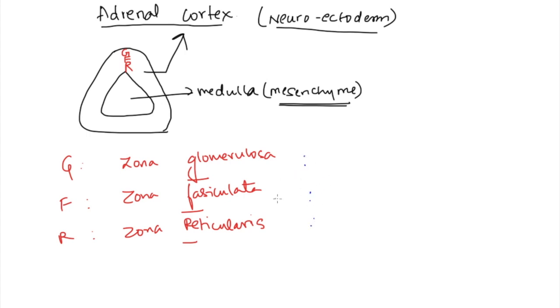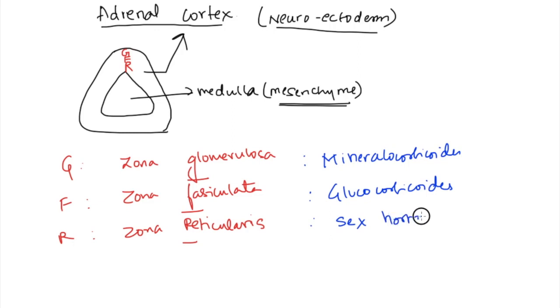Now, what we need to remember is what these corresponding layers produce. They produce hormones, right? So the adrenal cortex hormones. Glomerulosa produces mineralocorticoids. Fasciculata produces glucocorticoids. And reticularis produces sex hormones. Okay, simple. Mineralocorticoids, glucocorticoids, and sex hormones. So today we are going to deal with the production of these hormones, and how it happens.